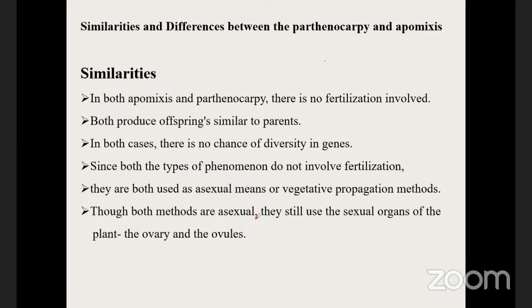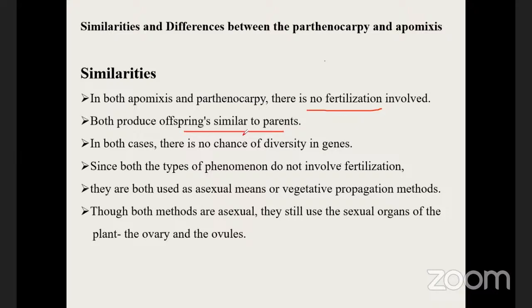You know the apomixis: without mixing of the male and female gamete, the fruits will be formed. That is apomixis. And parthenocarpy means it is also the same, without fertilization. Apomixis and parthenocarpy are the same in that there is no fertilization. Both produce offspring similar to parents, apomixis and parthenocarpy.